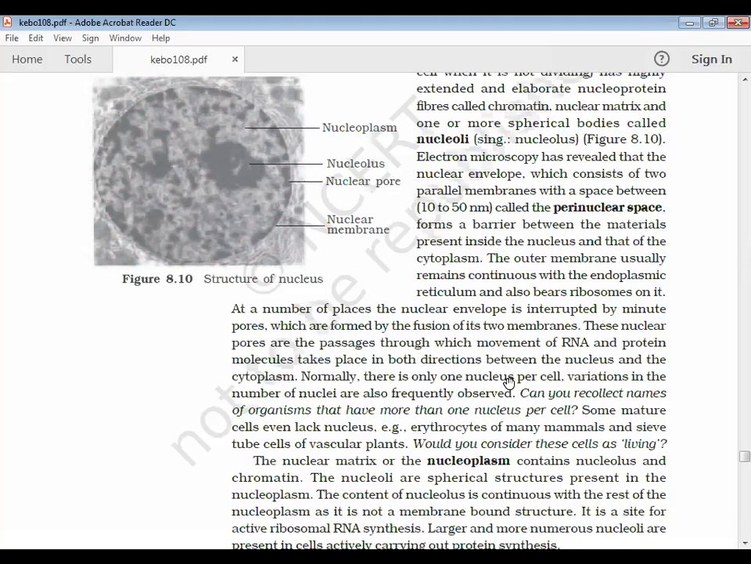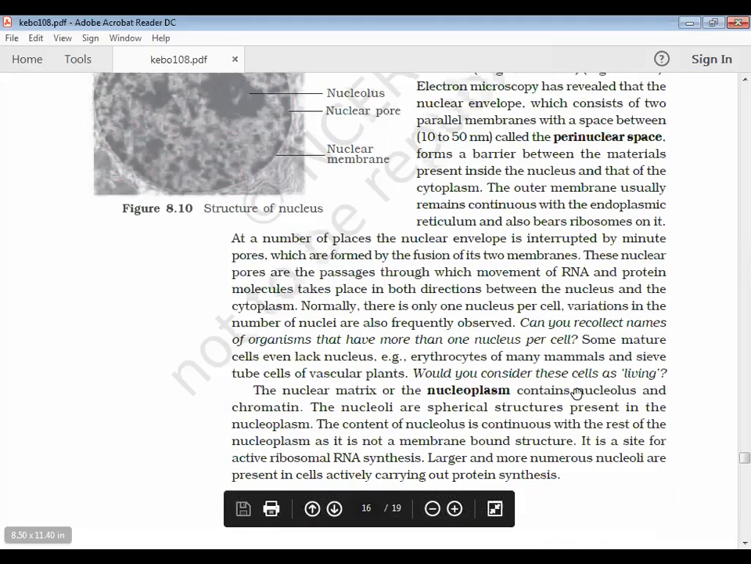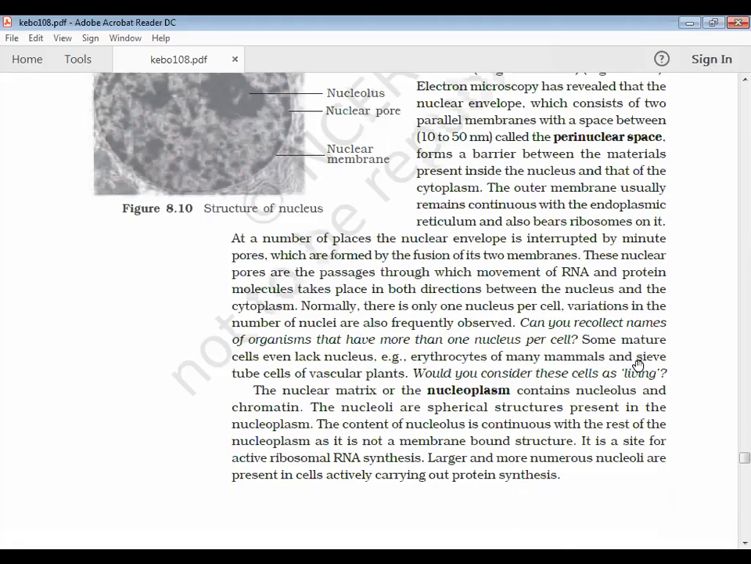Normally, there is only one nucleus per cell. Variations in the number of nuclei are also frequently observed. Can you recollect names of the organisms that have more than one nucleus per cell? Some mature cells even lack a nucleus, like erythrocytes of many mammals and sieve tube cells of vascular plants. Would you consider these cells as living?